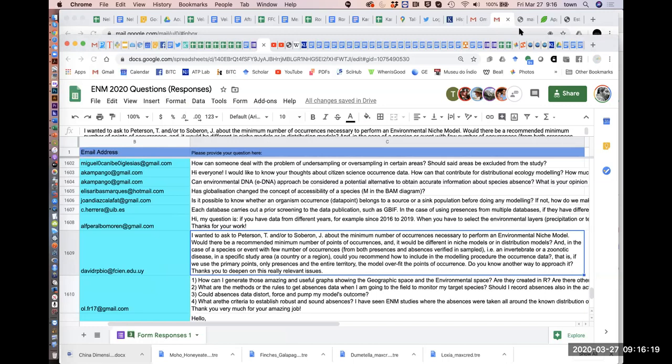Is there a minimum number of occurrences necessary? No, there is not a minimum number. There is no statement, and there should be no statement. I know I've published a couple of papers over the years looking at the influence of sample size on niche model quality. But to be very honest with you, some species can be characterized with very few points, and some species cannot be characterized with very many points. It depends on the tools as well. It depends on the species, it depends on the landscape. So no, there is no answer to that question.